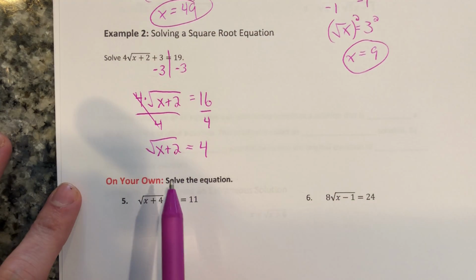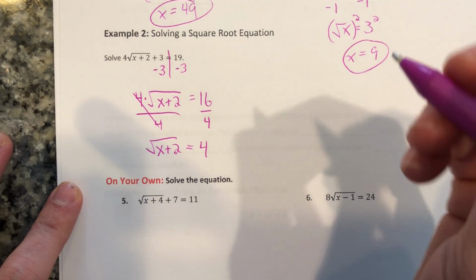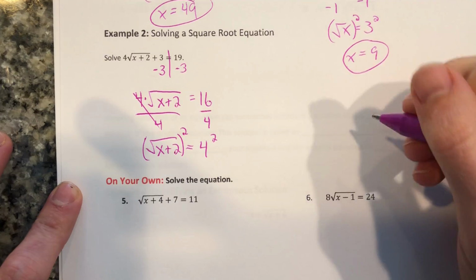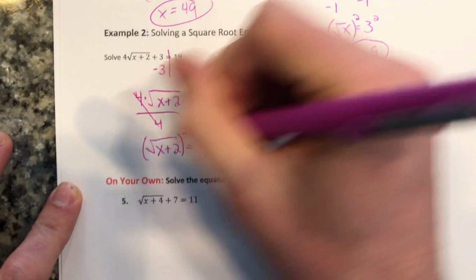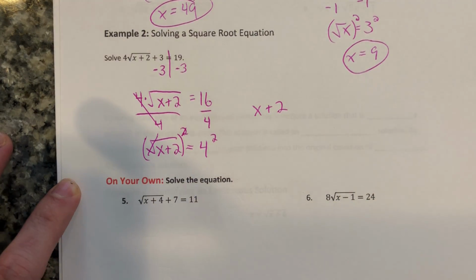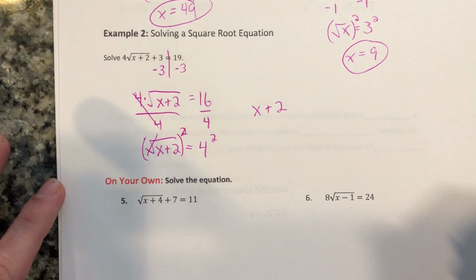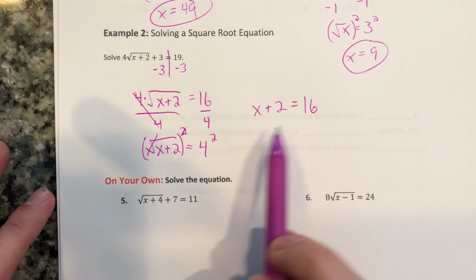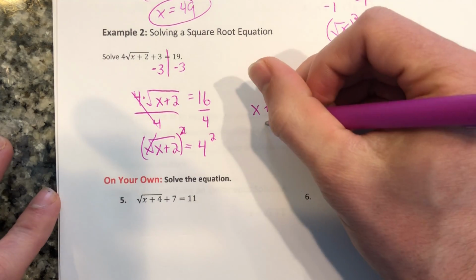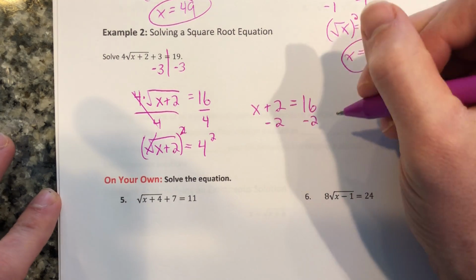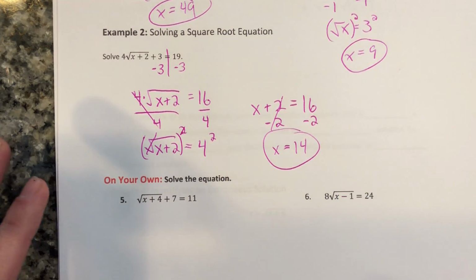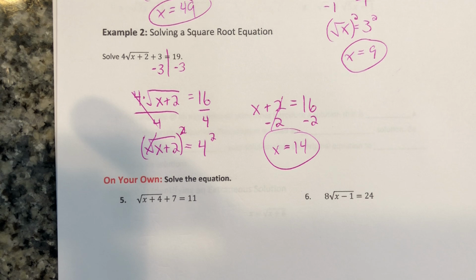And then at this point, we square each side. And we get x plus 2 because the square root and the square cancel each other out. And then we get 16. So this is the only difference now, is now we're not solved all the way. We just have to do one more thing. We subtract 2, and you get x equals 14. So similar idea, just having a longer process to get to the answer.